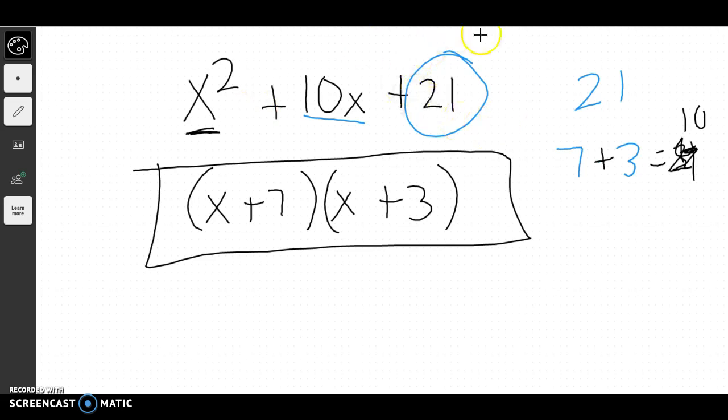So again, you want to make sure that the back number gets multiplied. So 7 times 3 gives you 21. But then they add together to give me my middle number. Well, 7 plus 3 is 10. Let's do one that's a little bit trickier.